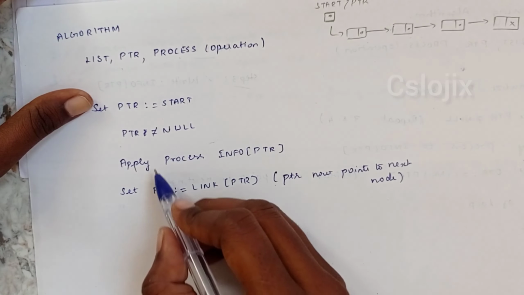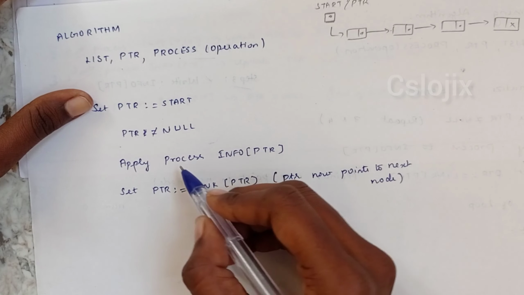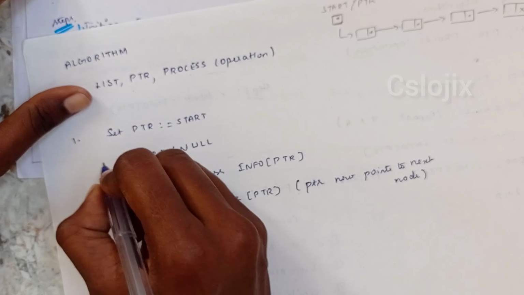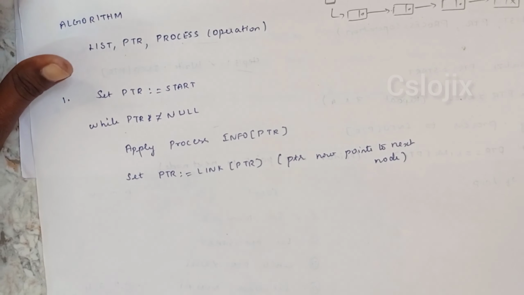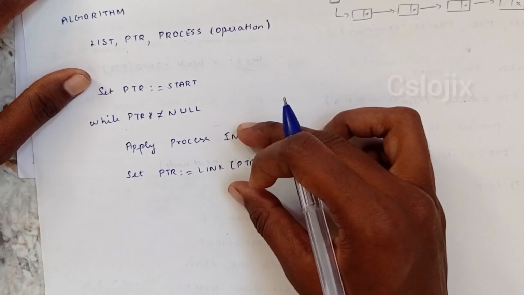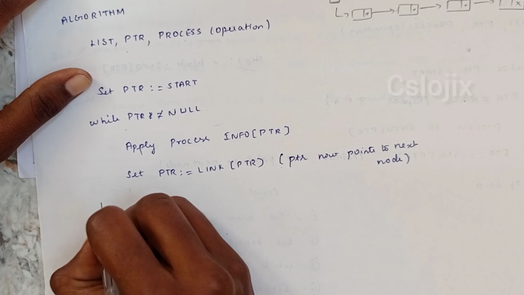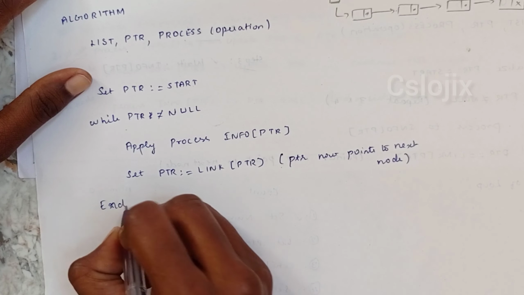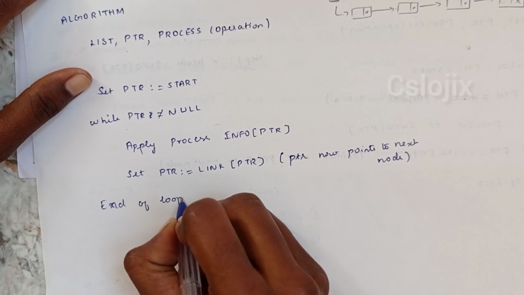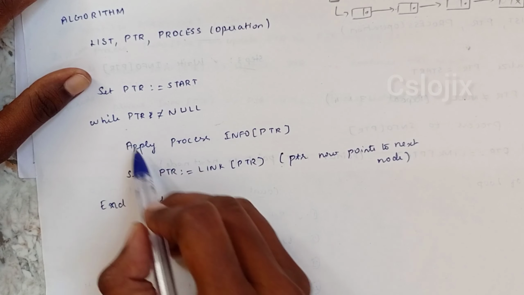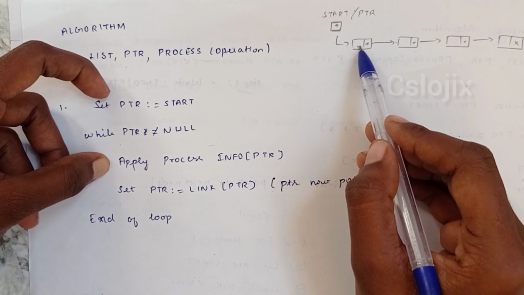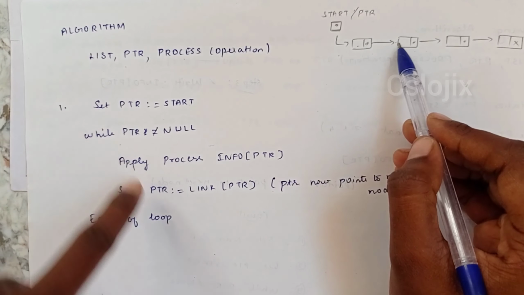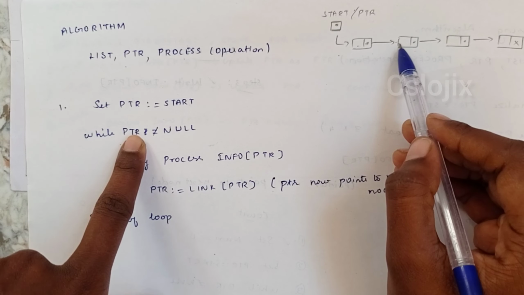These two steps repeat, so this is something like a loop. What I'm doing here is using while. So while the pointer is not null, it will apply these two steps. Here I'm giving the end of the loop. Once it applies the process, if the pointer is not null, it will move to the information part, again the link part. So again it will check whether the pointer is null or not null.